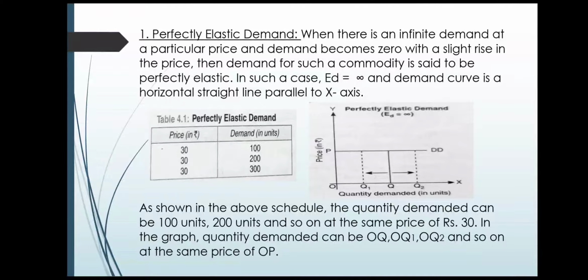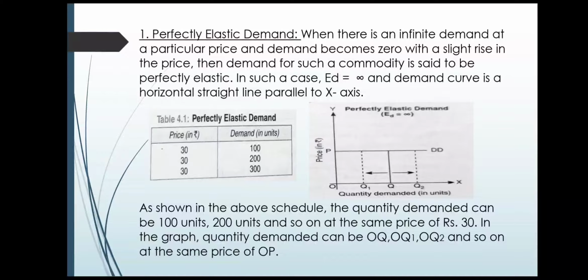So in this degree, the elasticity of demand is infinite. People can demand an infinite amount of the product at the same price, but whenever there is a slight rise in the price, the demand falls down to zero. As you can see in this schedule, price is given and demand is given. So price remains same, it is rupees 30, but the demand changes, it is increasing. Although price is same, the demand is increasing.